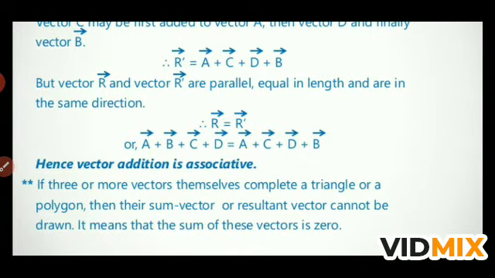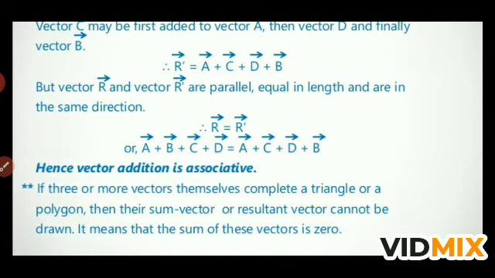If three or more vectors themselves complete a triangle or a polygon, then their sum vector, or the resultant vector, cannot be drawn. It means that the sum of these vectors is 0. It is a very important line. If you are adding three or more vectors by drawing a triangle or any polygon, and they make a complete figure, then we are not going to draw the resultant. Again, if three or more vectors themselves complete a triangle or a polygon, then their resultant vector cannot be drawn. It means that the sum of these vectors is 0. A complete polygon of vectors has no sum; the resultant will be 0.